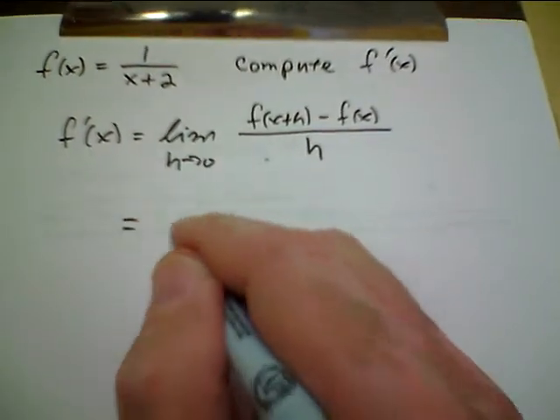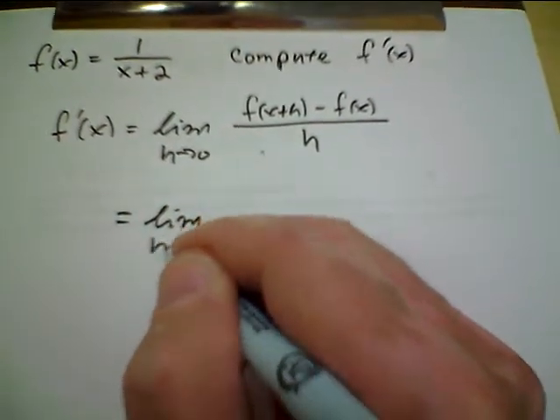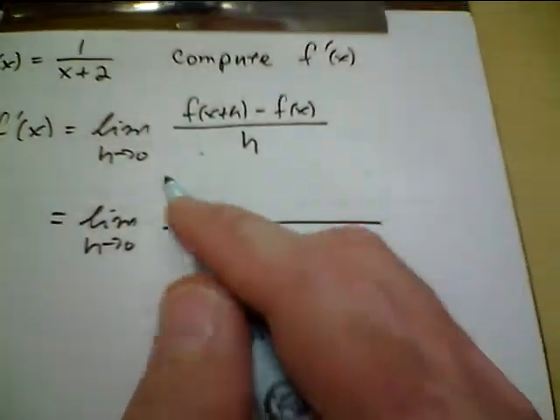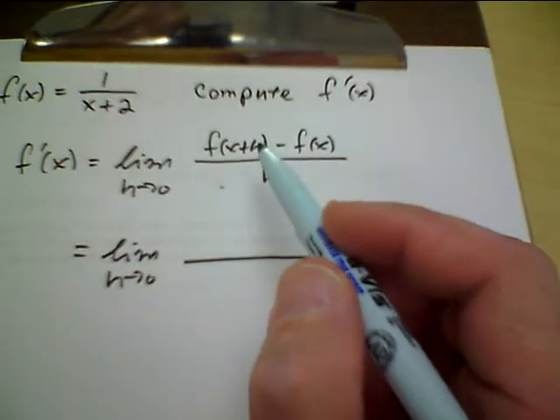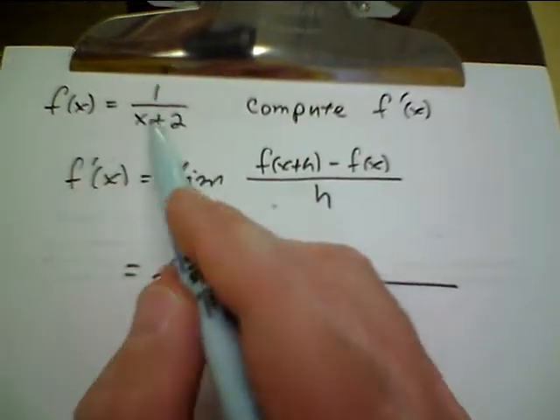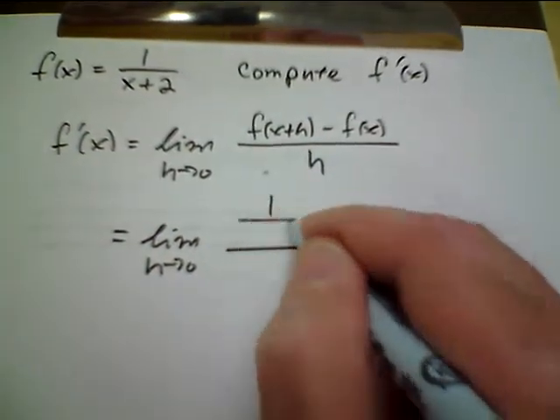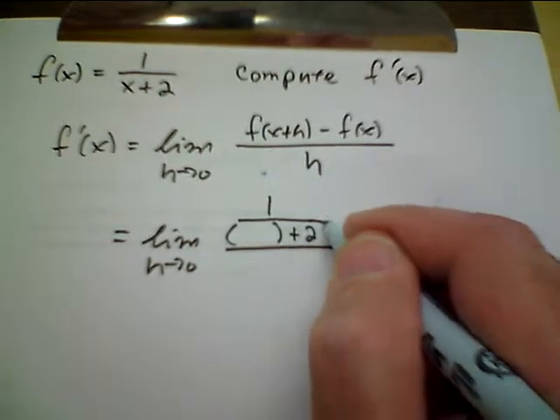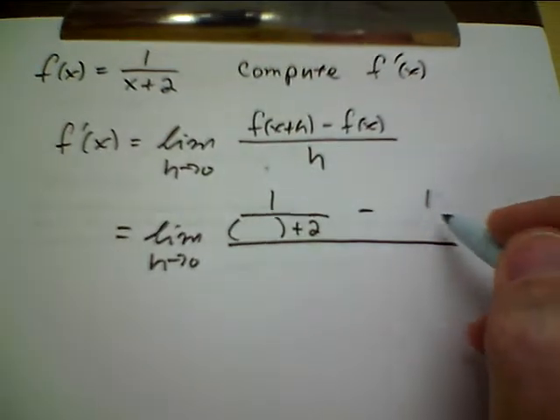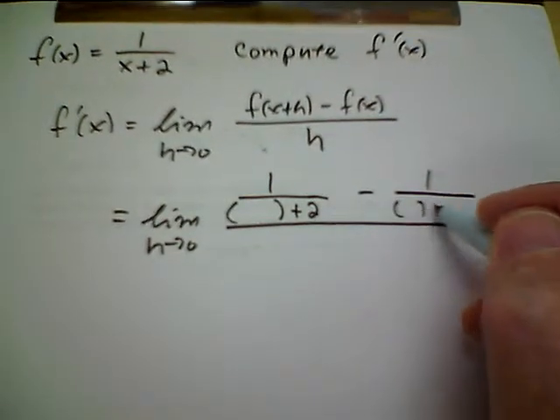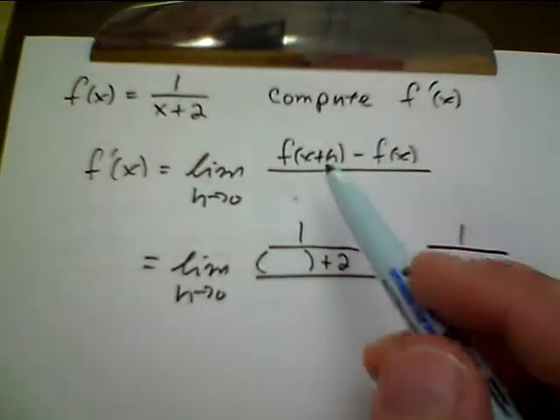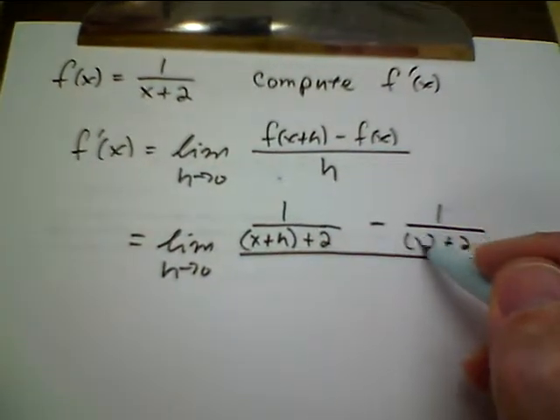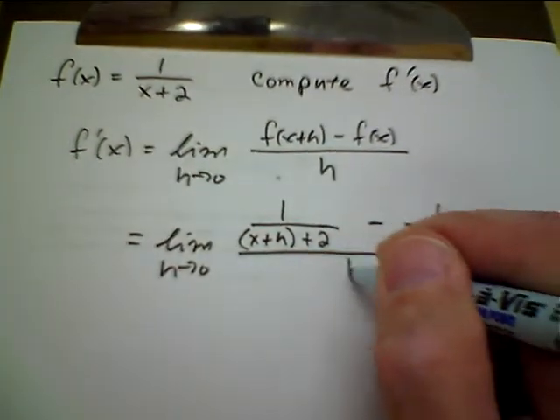And then I'm going to plug in x plus h into my function. So what does f of x plus h look like? Well, f of x looks like 1 over something plus 2 minus 1 over something plus 2. In this case, I put in x plus h. And in this case, I just simply put in x. And then I have over h.